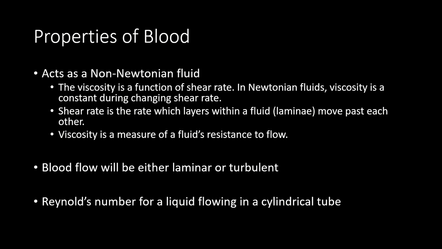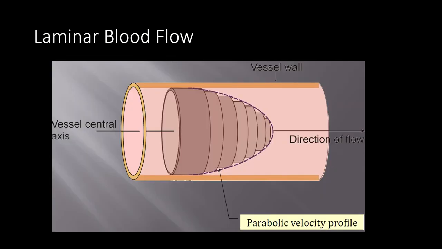Blood flow will either be laminar or turbulent, and Reynolds number for a liquid flowing in a cylindrical vessel is a way we can predict those. So when it comes to blood flow, we have different layers, sort of like hollowed out rings, where we have our vessel central axis, our direction of flow, and our hollowed out rings slowly decrease in radius as we get to a certain point. This would be the laminar flow that we have in blood vessels.